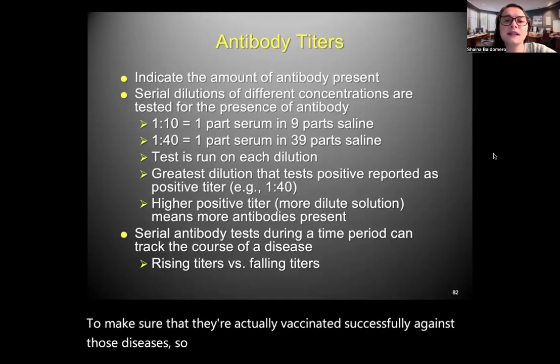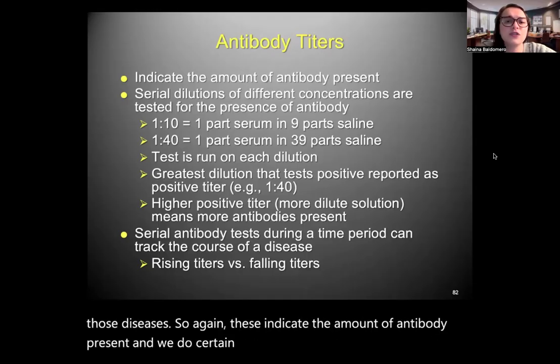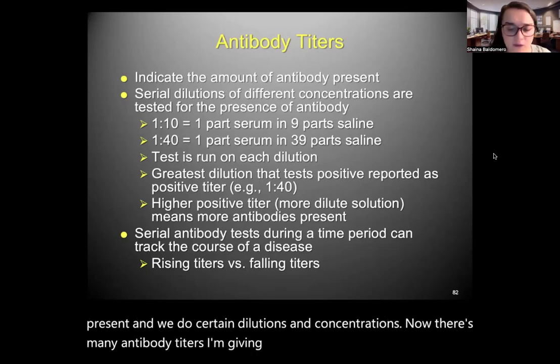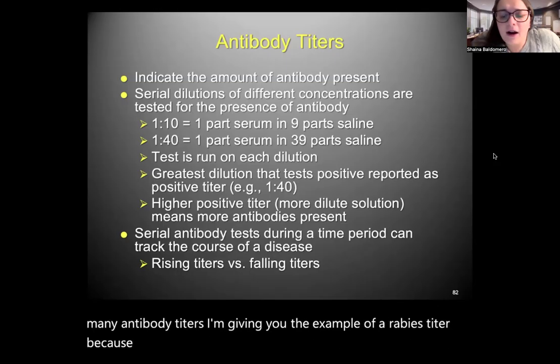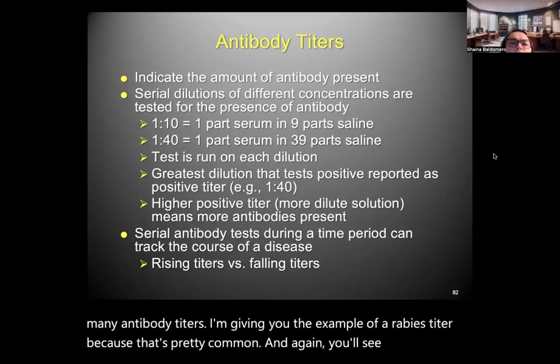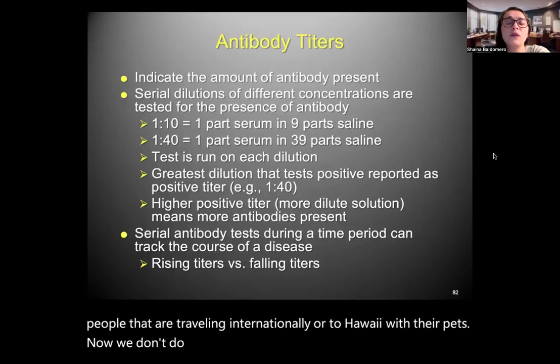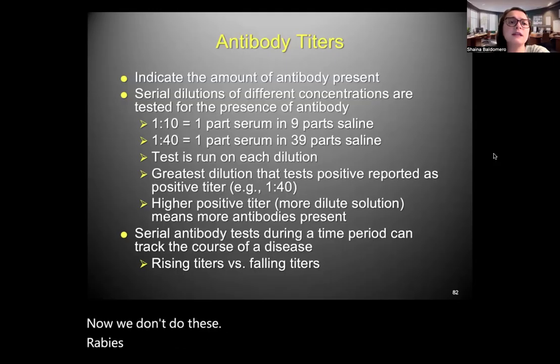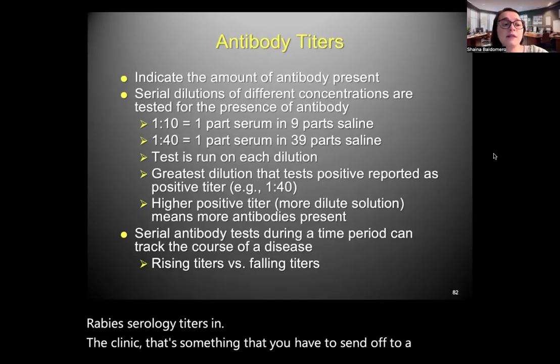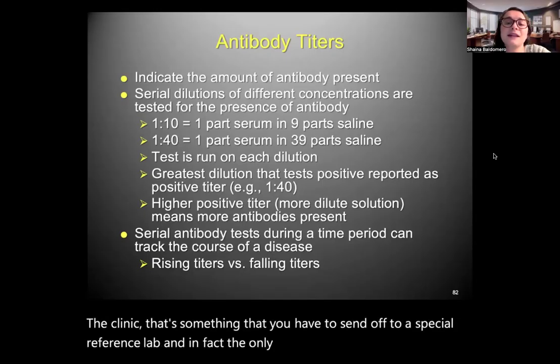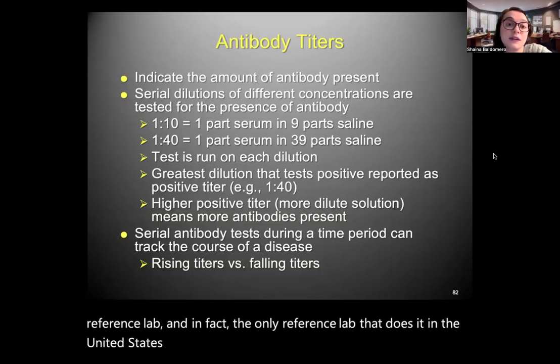So again, these indicate the amount of antibody present, and we do certain dilutions and concentrations. Now, there are many antibody titers. I'm giving you the example of a rabies titer because that's pretty common, and you'll see that with people traveling internationally or to Hawaii with their pets. Now, we don't do these rabies serology titers in the clinic. That's something you have to send off to a special reference lab. In fact, the only reference lab that does it in the United States is Kansas State University.